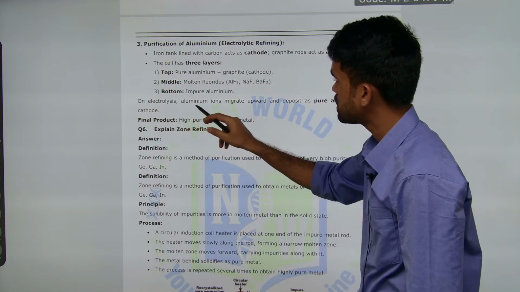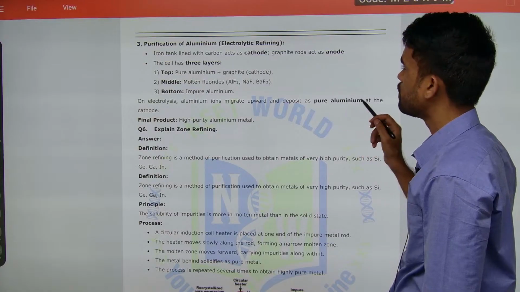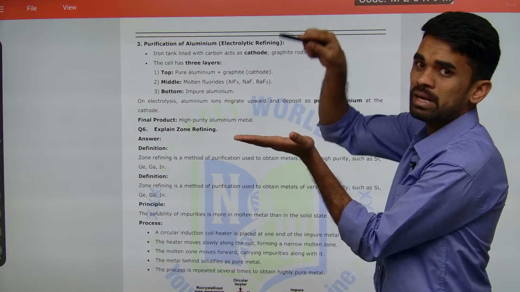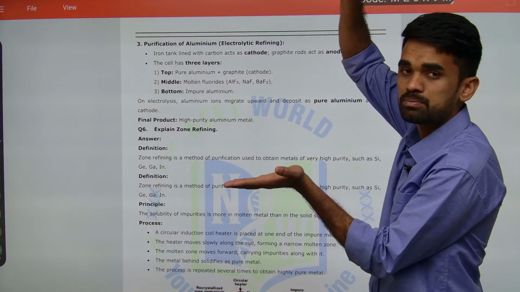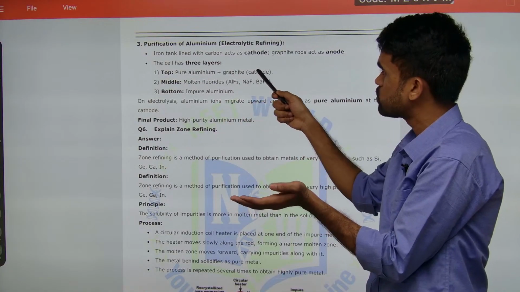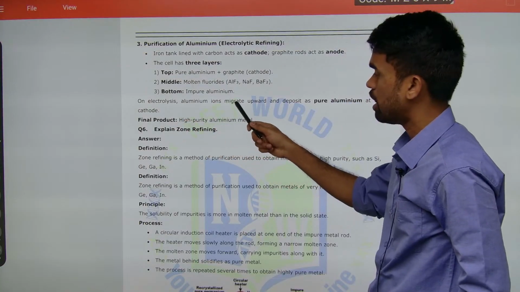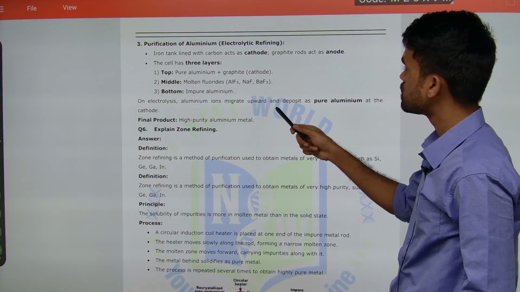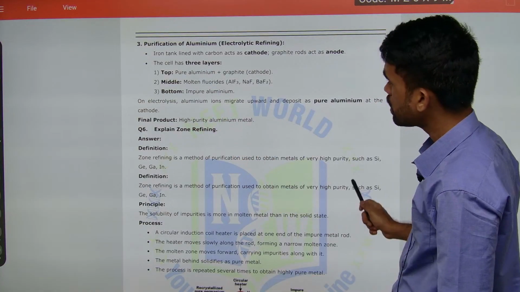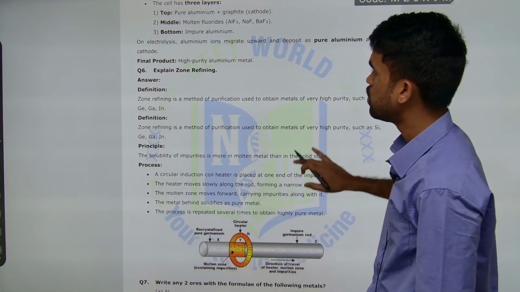So on electrolysis, aluminium ions migrate upwards and deposit as pure aluminium. This impure aluminium at the bottom flows up, travels upside. Finally at the cathode, reduction takes place and gives you pure aluminium. So the final product is high purity aluminium metal.